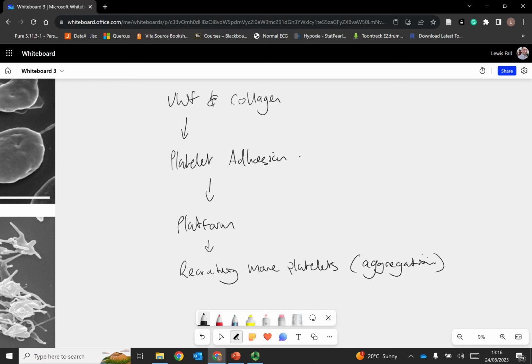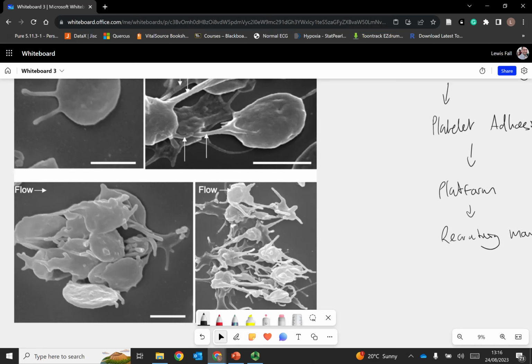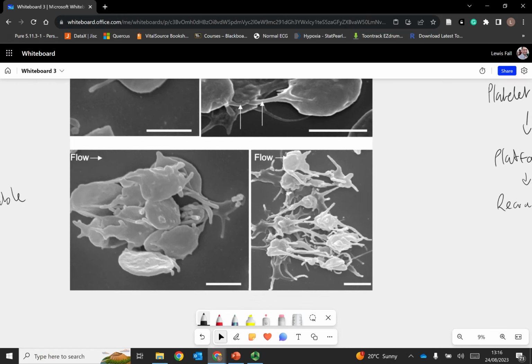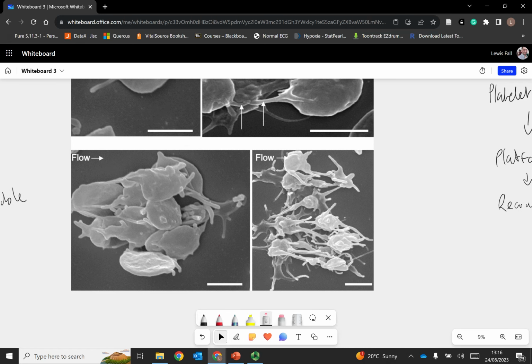Now, we've got ourselves to the bottom two of this diagram, where we're either in a reversible or a stable sort of platelet plug. We now move on to the next bit of haemostasis, and that is secondary haemostasis, otherwise simply known as coagulation.